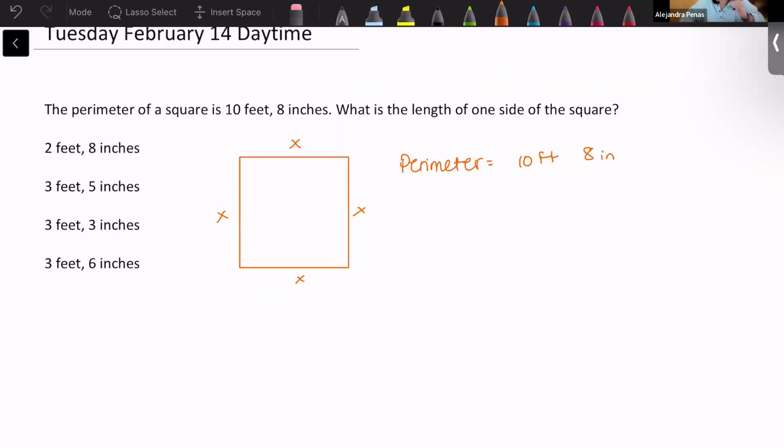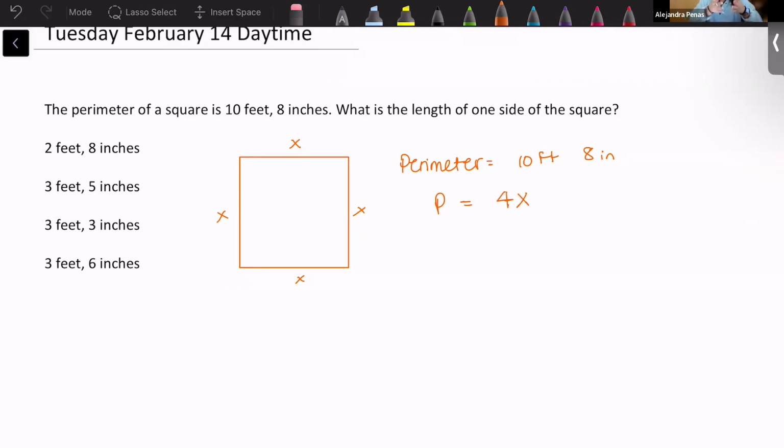The perimeter of any shape, regardless of whether it's a square, a rectangle, a triangle, whatever, is when you add up all the sides. So for example, the perimeter of this square would essentially just be x plus x plus x plus x, or in other words, the perimeter would equal 4 times x, because it's 4 identical sides.